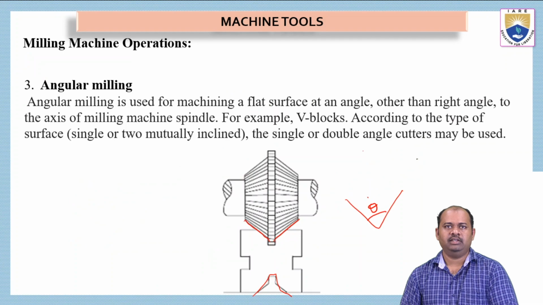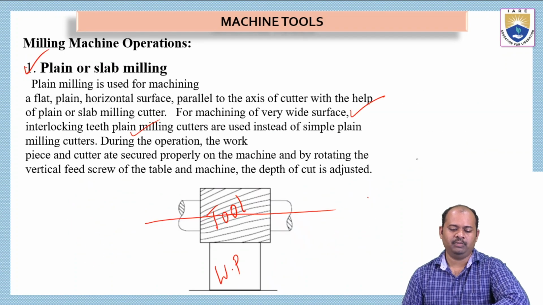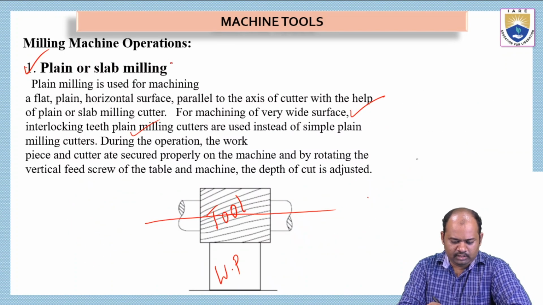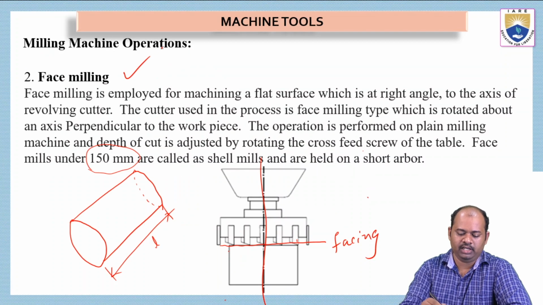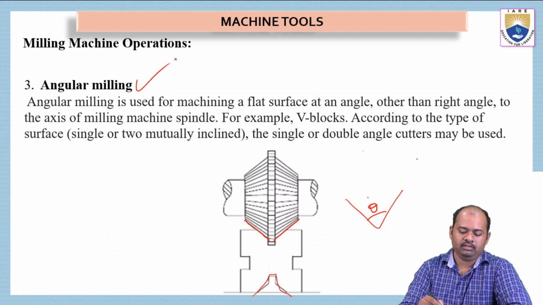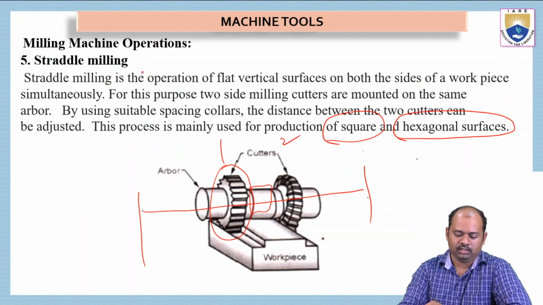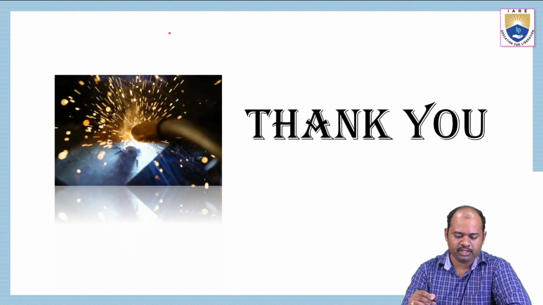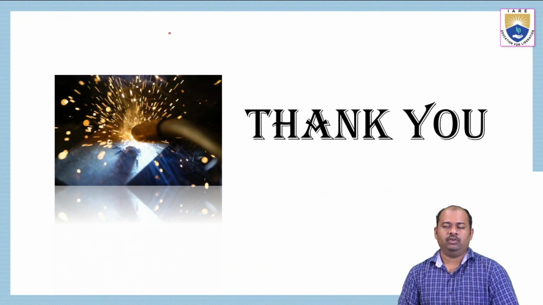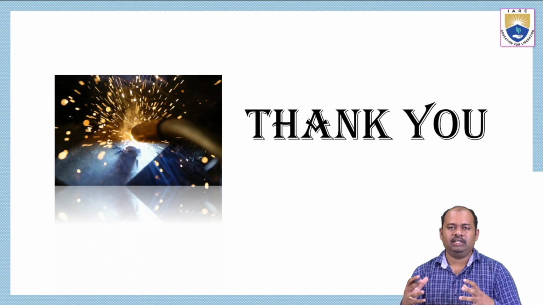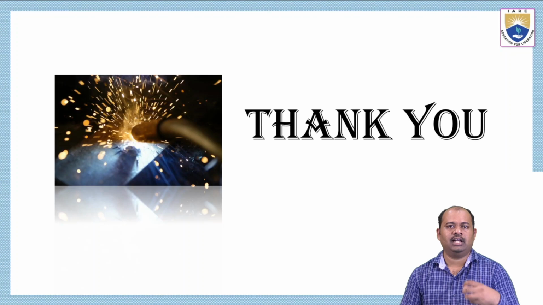So far we have seen 6 different types of milling processes. That is plain or slab milling, then we have face milling, angular milling, form milling, straddle milling, gang milling, and we are going to see different other milling processes in the coming lecture.